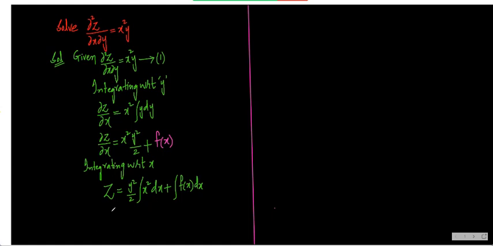Then z is equal to x cube by 3 plus y square by 3... 2 threes are 6, correct? Plus integration of f of x, let us call it capital G of x, plus small g of y. That's it. So this question we have completed.